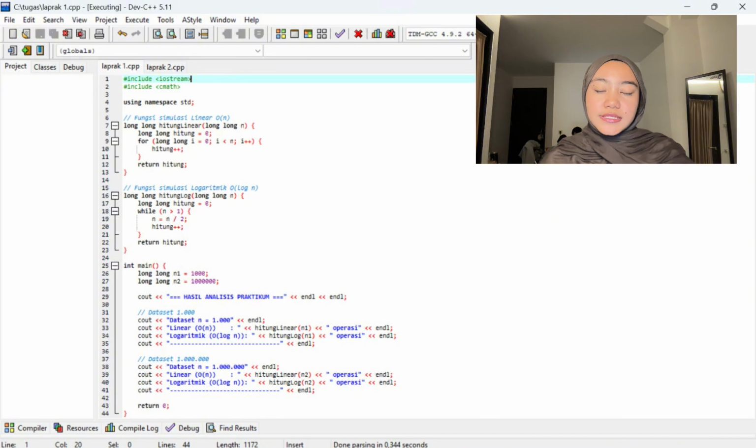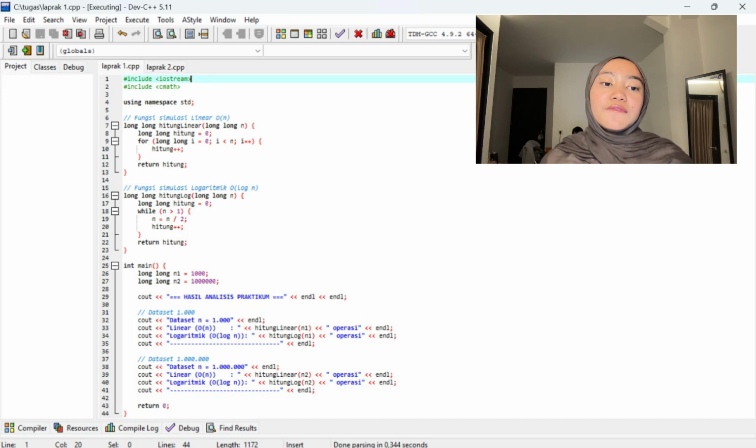If n is 1000, the loop runs 1000 times. If n is 1,000,000, it runs 1,000,000 times. That's why it's called linear, because it grows at the same rate as n.